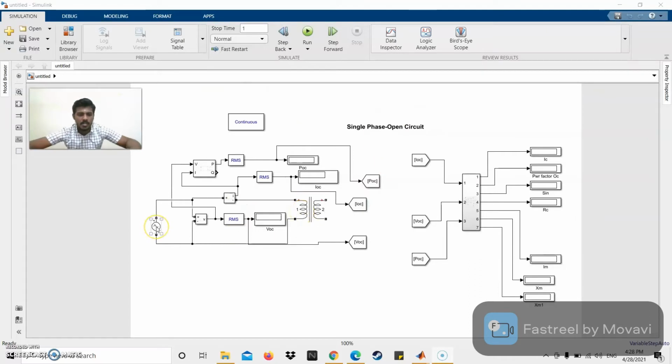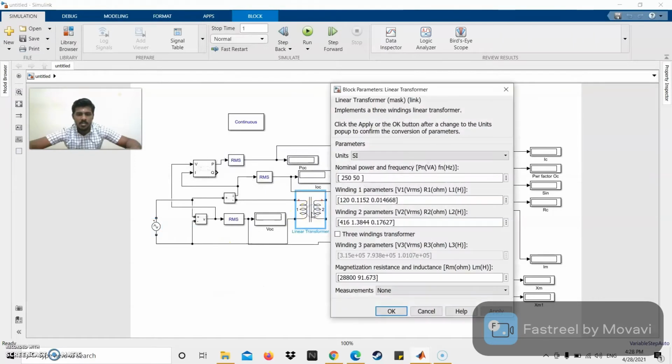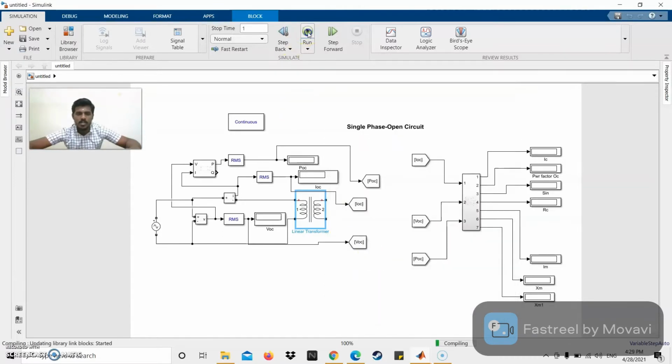So today I would like to discuss single phase open circuit in Simulink. Before we run the simulation, let's see the parameters. 240 for the peak value, and the hertz we set to 50. For the transformer, the unit is SI, nominal power 250, 120 volt for the primary, together with the secondary at 416 volt. So let's start the simulation.